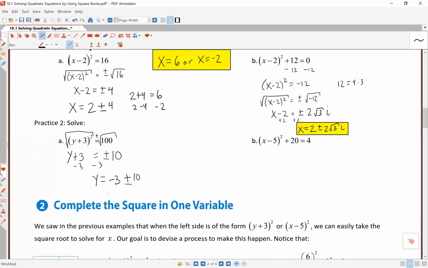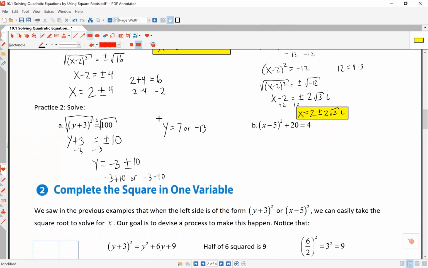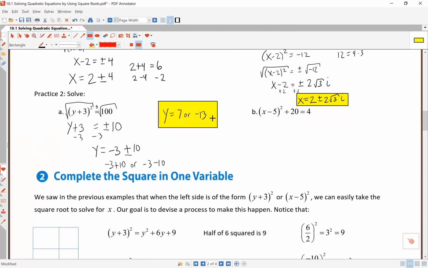One of the solutions is negative 3 plus 10. The other one is negative 3 minus 10. So we get y is equal to 7 or negative 13. Letter B, we subtract 20 from both sides, and we get negative 16. That's x minus 5 in parentheses squared.